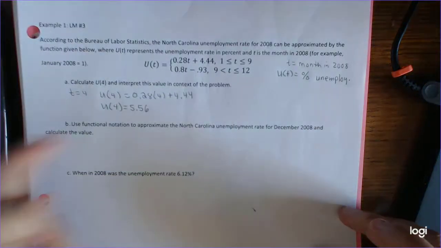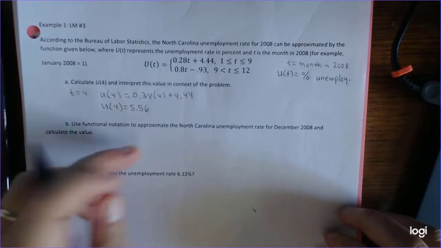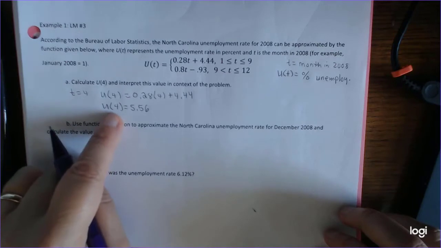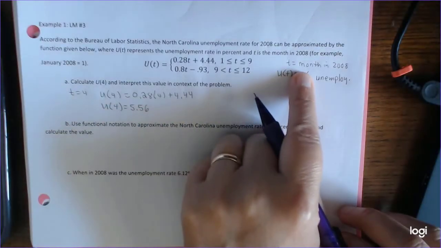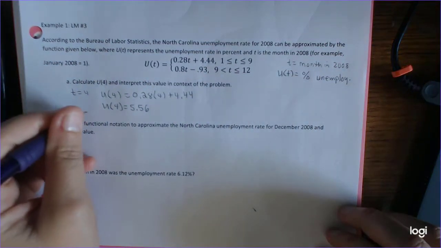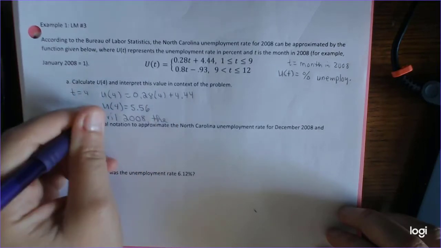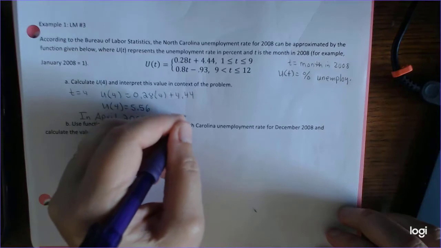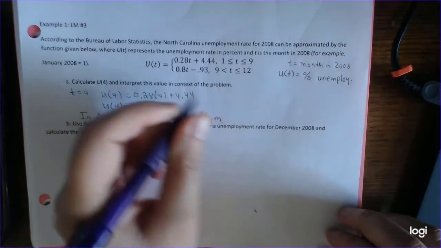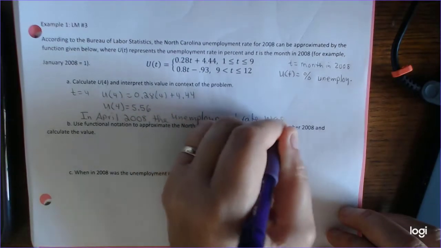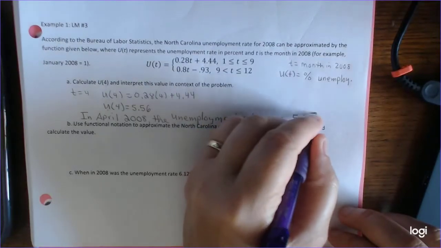Okay, so that is the value of U of 4, but then it says interpret. So remember, when we're interpreting just an ordered pair, it's kind of like an if-then or a when-then. So you have to take the input 4 and translate it into the real world. Okay, 4 is the 4th month in 2008. Well, what month is that? All right, that's April. So in April 2008, this U is percent unemployment. So the unemployment rate was 5.56, and the unit is percent.